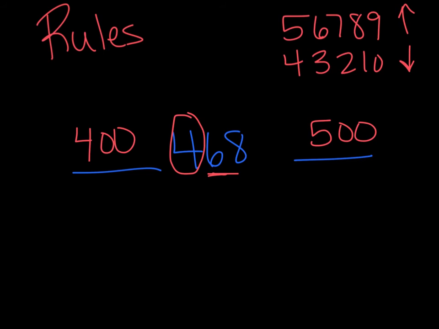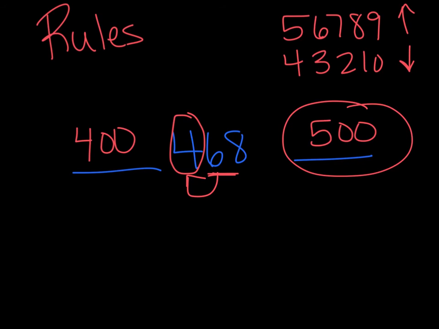And then I'm going to look at my rule. So I'm going to look at my bossy digit. My bossy digit is a 6. So I look up here at my rule, and it says I need to go up to the higher benchmark number. So I'm going to move that 4 up, and it becomes a 5, 500.